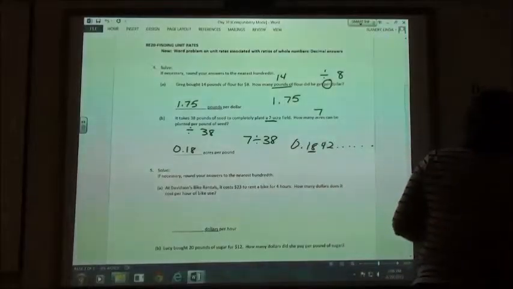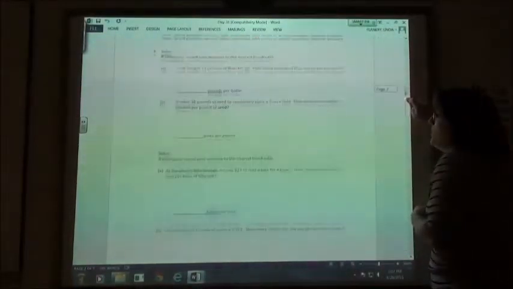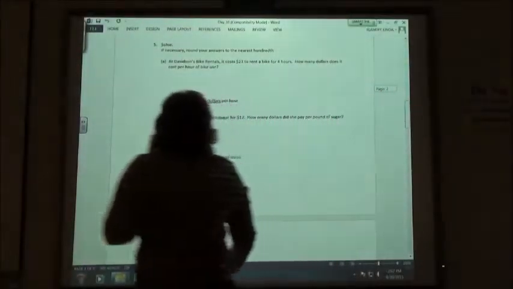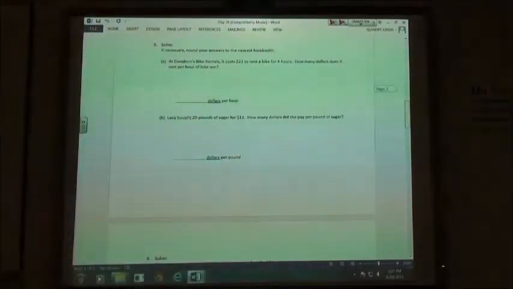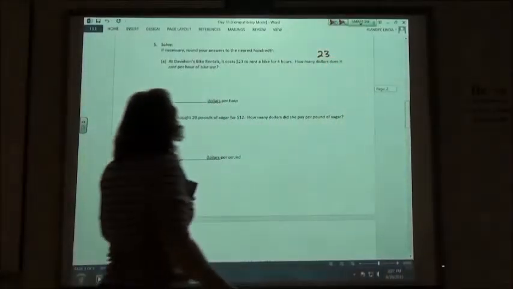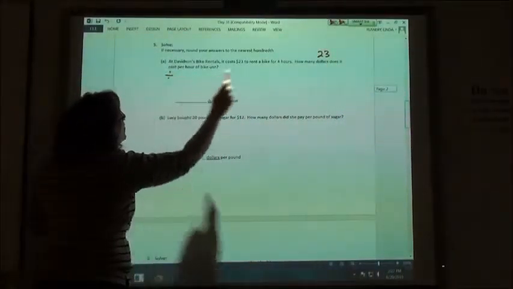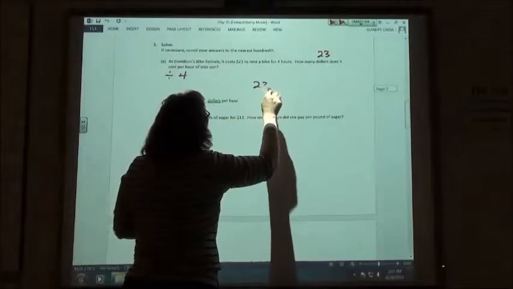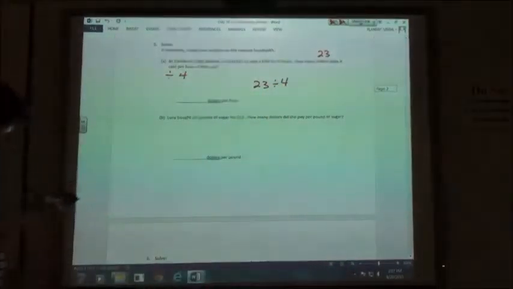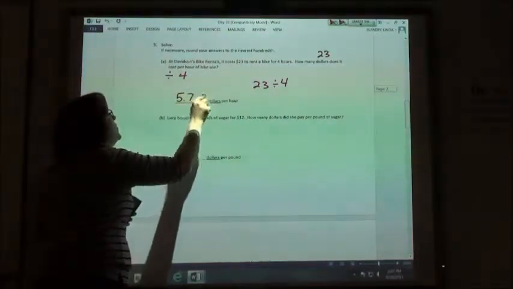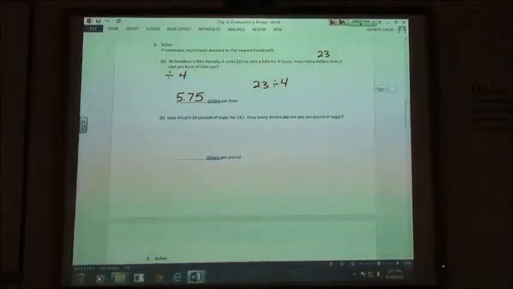Number 5, going to be the same kind of thing. Let me move that up so we can read both parts. It says at Davidson's Bike Rental, it costs $23 to rent a bike for 4 hours. How many dollars, 23, does it cost per hour for 4 hours? So again, dollars per hour. $23 divided by 4 hours. 23 divided by 4 is 5.75. That is already to the nearest hundredth, so I don't have to do any rounding. $5.75 per hour to rent my bike.